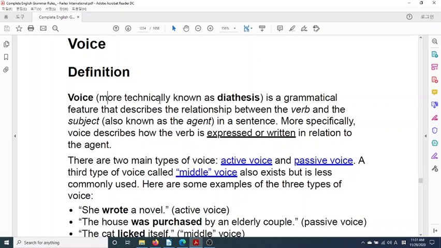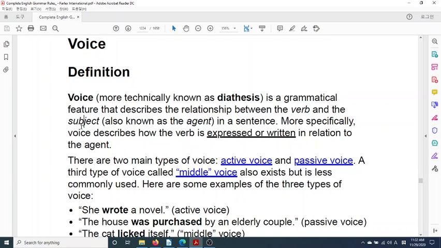Voice, which is also known, if you are a linguist, as diathesis, voice is definitely easier to say, is a grammatical feature that describes the relationship between the verb and the subject, also called the agent, in a sentence. More specifically, voice describes how the verb is expressed or written in relation to the agent, the subject. So, what does that mean?